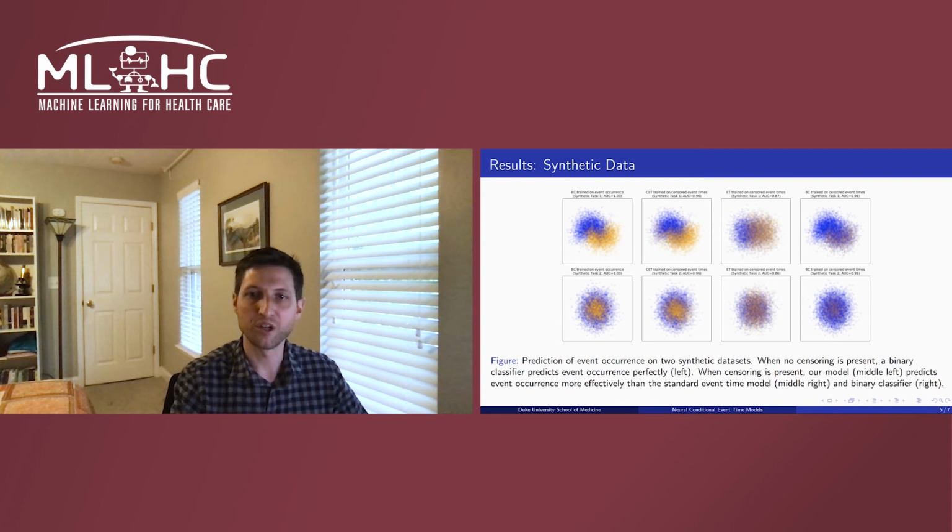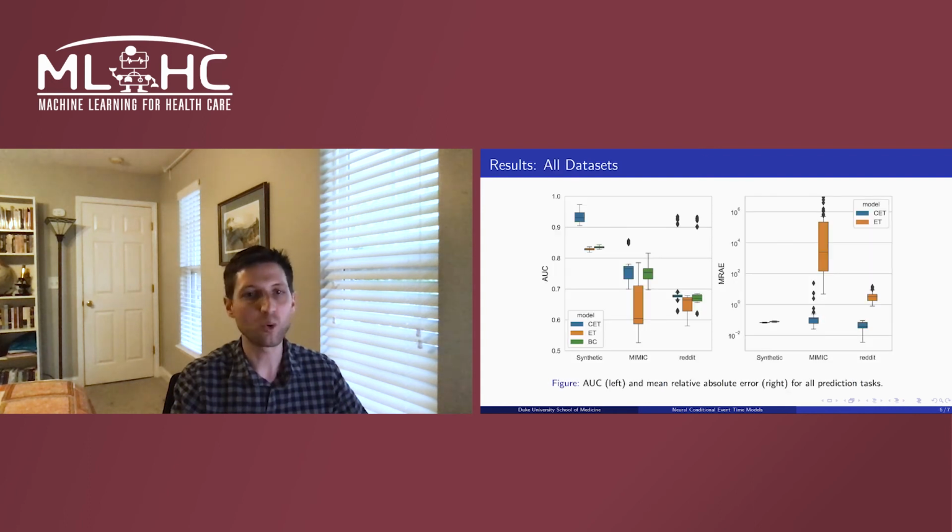It's making similar predictions for patients at low risk and those with high event times. But our model still predicts event occurrence effectively. Not as effectively as we could with perfect information, but much better than other options for censored data. But what about real data?